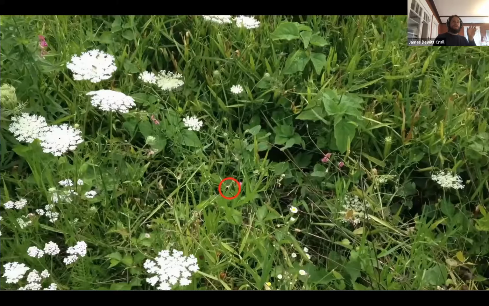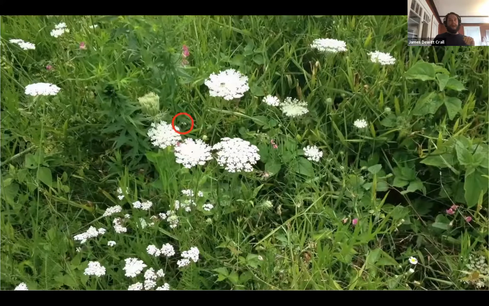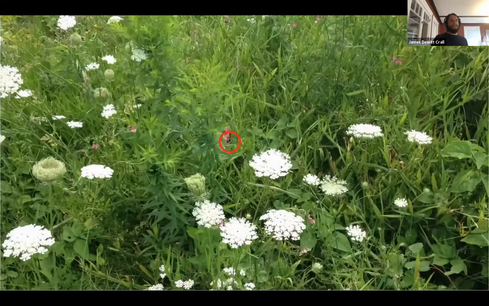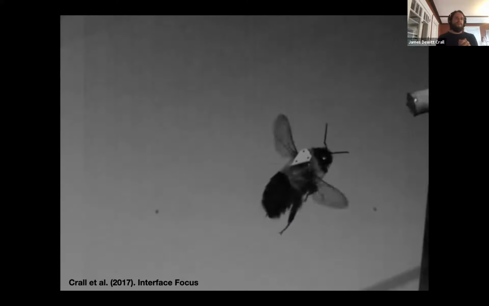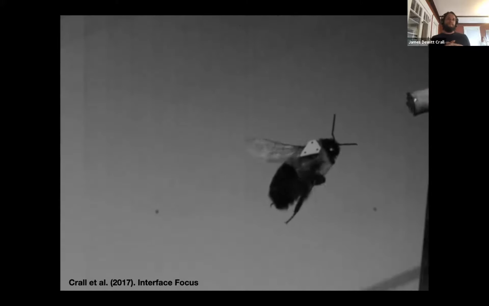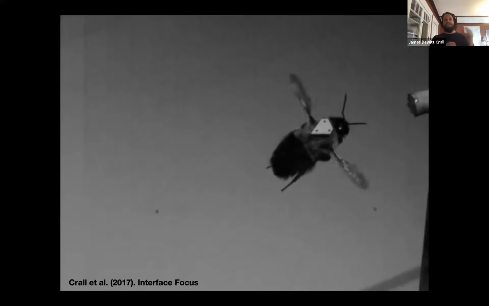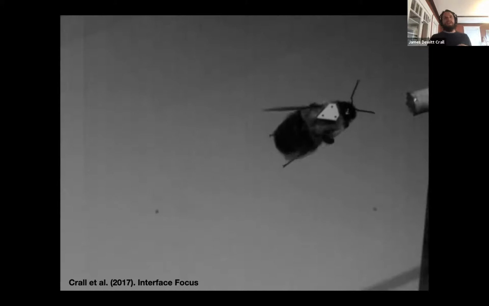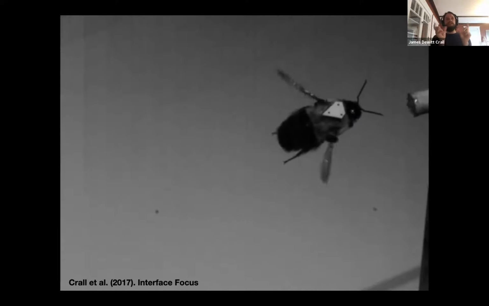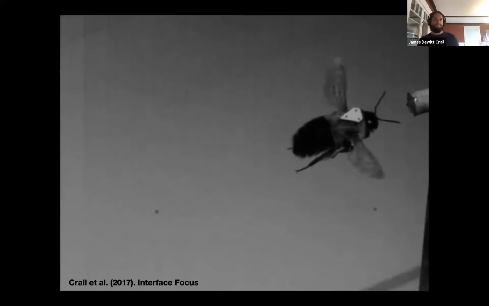And that worker is out trying to get food resources, pollen and nectar, to bring back to the colony. This is just showing you an example: a high-speed video of a bumblebee navigating in a wind tunnel to a food source. You can see these exquisite, subtle changes in the movements of the wings that drive the ability to maneuver through that environment.